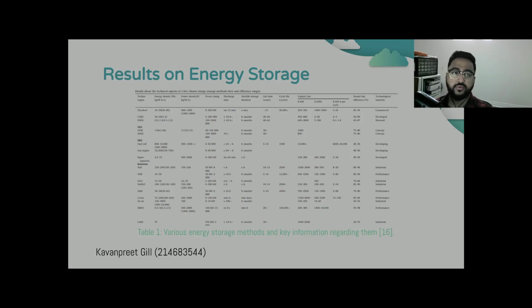Hydrogen fuel cells and gravity rail systems are still developing or at concept stage. They promise very large scale, very long duration storage, but come with high capital costs and lower round trip efficiency, which will hopefully be reduced with further research. The bottom line: the best technology depends on the use case: speed, scale, duration, or cost.